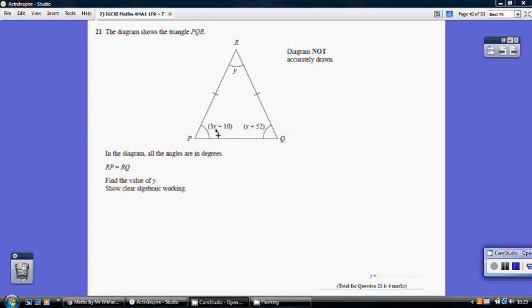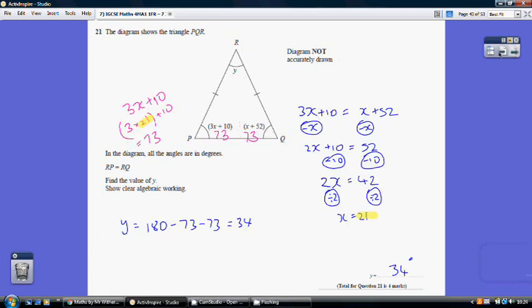We can solve this to work out what x is, and once we know x, we can work out what y is. So we're going to set 3x plus 10 equal to x plus 52 because these two angles are equal. Base angles of an isosceles triangle are equal. So here we go, we've got to solve this. So choose to take away x from both sides.